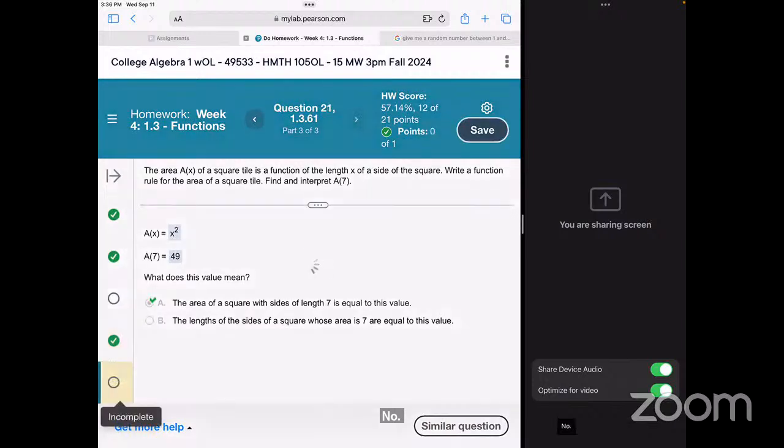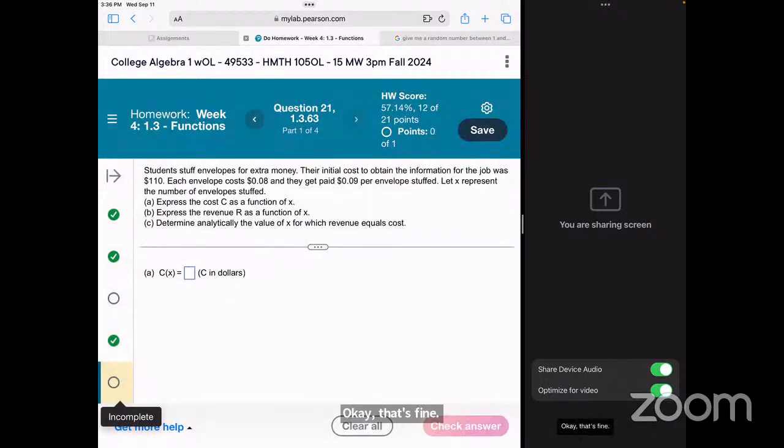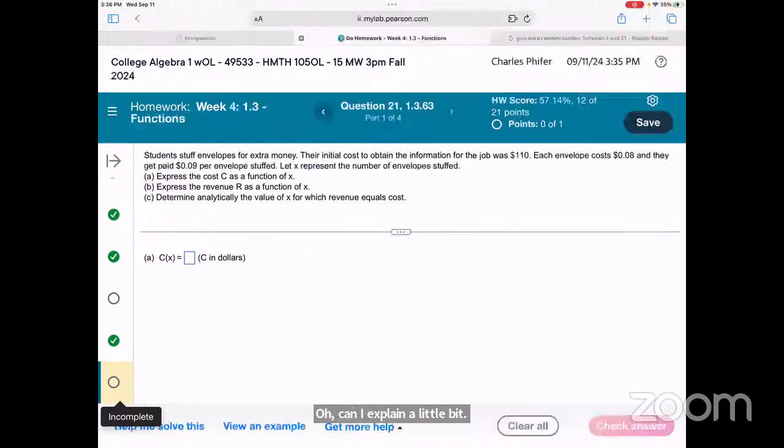So I'll explain it a little bit. It says students stuff envelopes for extra money. Their initial cost to obtain the information for the job was $110. The envelopes cost 8 cents, and they get paid, ugh, I don't know if you can call this getting paid. I don't feel like getting paid and 9 cents should be in the same sentence. But they get paid 9 cents per envelope stuffed.